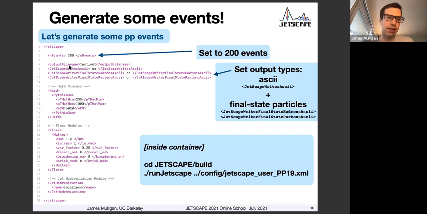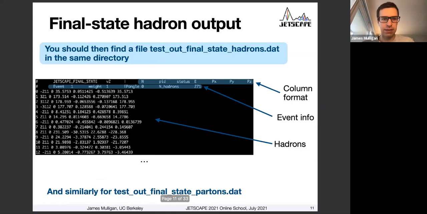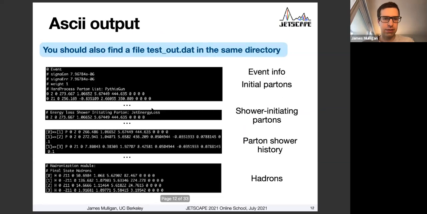But we also added this other writer, just JETSCAPE writer ASCII. So if we open the file that was written out there, you should also then see a file that's just called test_out.dat. You can also configure these file names using the XML to be different if you like. Here you will see a bit more complicated file. So this file will contain both the parton shower history as well as the final state particles.